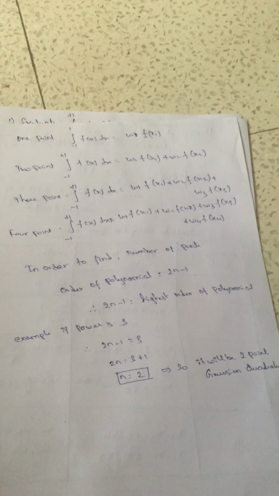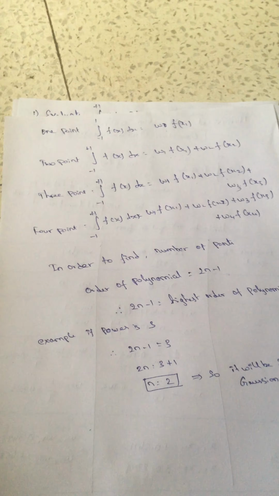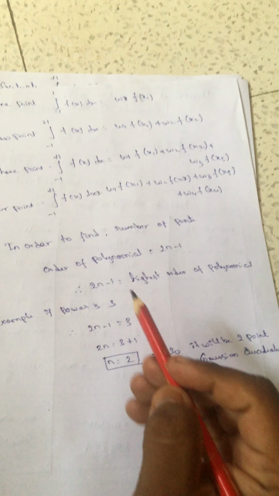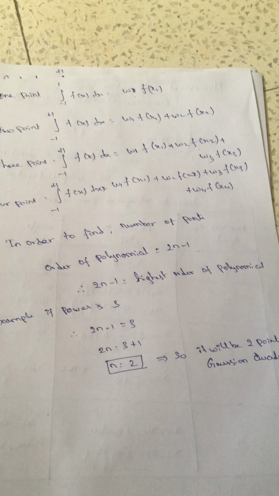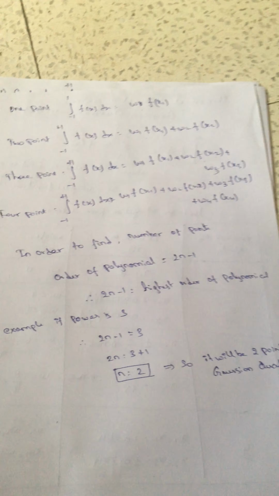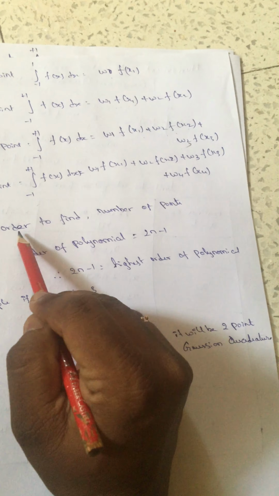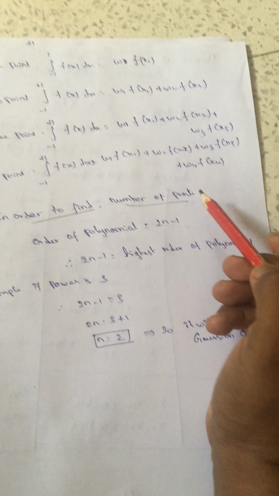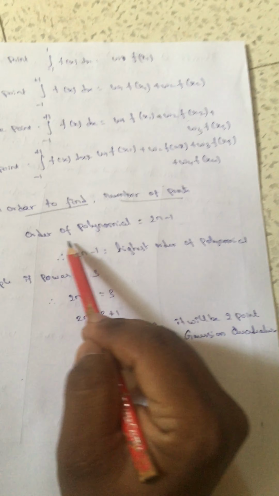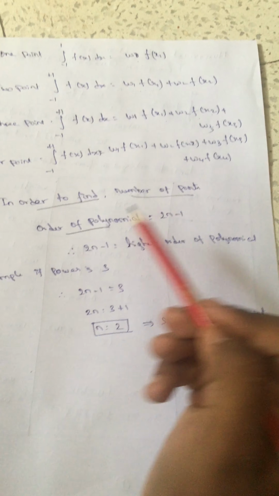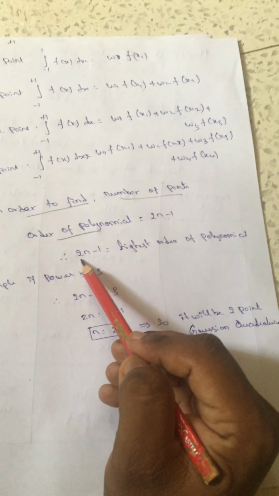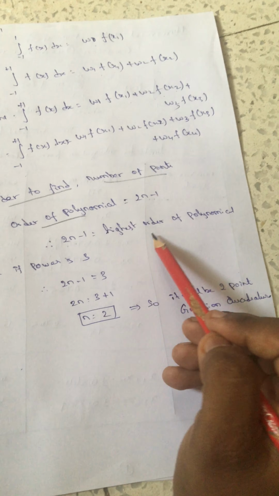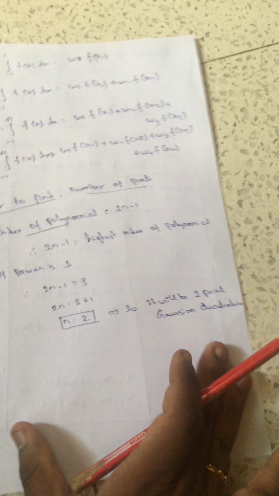In most of the cases, in the problem itself they will mention what type of point you have to use. If it is not mentioned directly, then you have to use a formula in order to find the number of points, right? So the equation is like this: order of polynomial is equal to 2n minus 1, that is, 2n minus 1 is equal to the highest order of the polynomial, which will be given in the question.